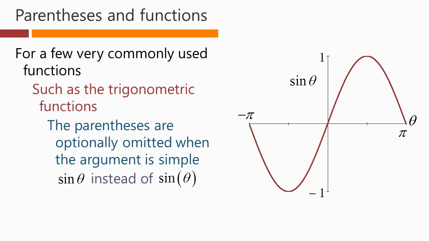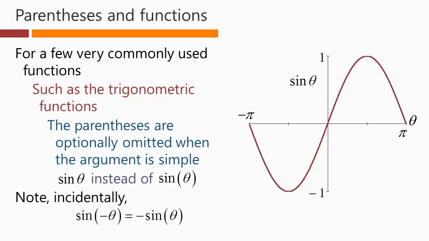Now I've also plotted out for us here the function sine theta. That's a function we're going to use a lot, and I've plotted it as a function of angle along here. Note incidentally that if we go to minus some argument here, so here sine of pi by 2 is 1, sine of minus pi by 2 is minus 1, and quite generally sine of minus theta is minus sine of theta.